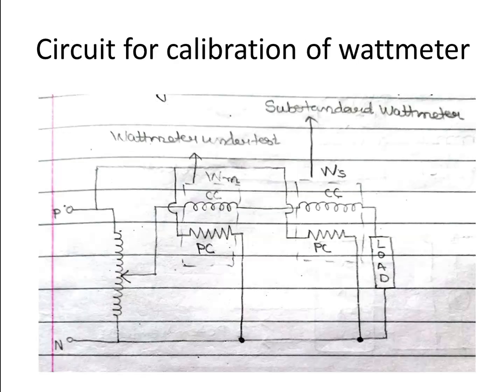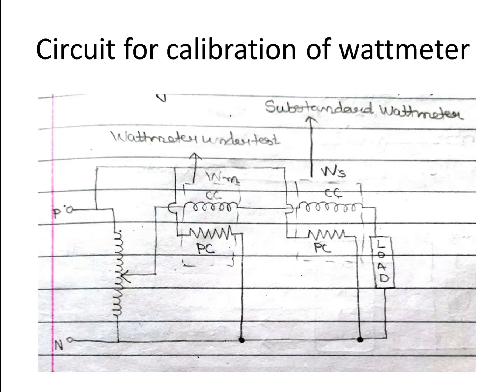Now, we shall study calibration of wattmeter. Now, in wattmeter, there are two coils. First one is the current coil, and second one is the pressure coil. The current coil is always connected in series with the load, while the pressure coil is always connected in parallel across the supply.